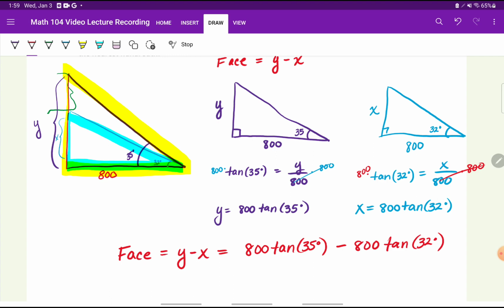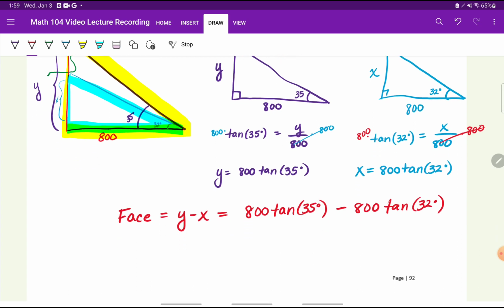Our final answer, we're rounding to the nearest hundredth. I'm getting 60.27, and our unit is feet.